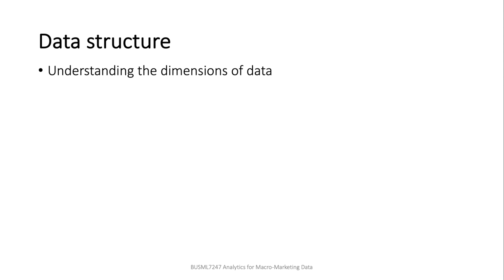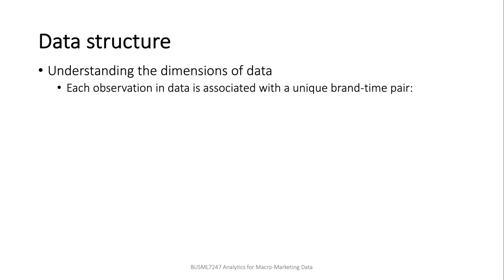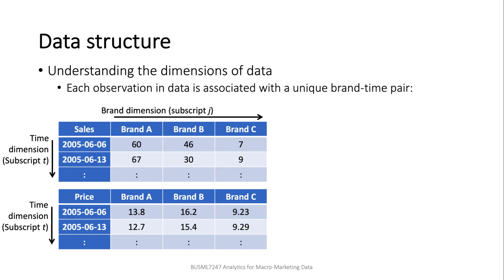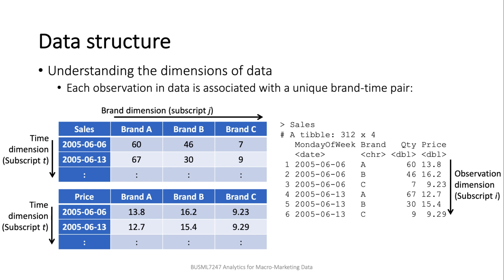For better understanding, let me show the details of the data structure. As I mentioned, the data are two-dimensional, brand and time. So, each observation is associated with a unique brand-time pair. That is, there are brands A, B, and C sales and price data over the weeks in the data. And this table is the conceptual image we have about the data. But the actual data is stored differently from the two-dimensional image.